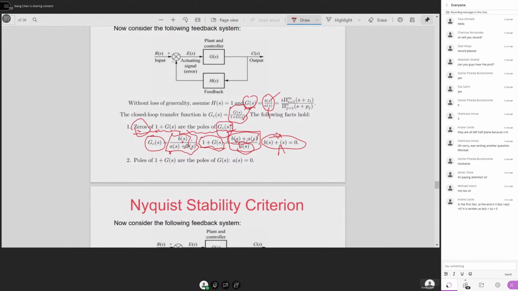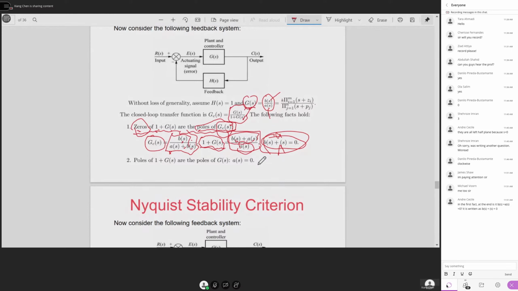Now you can see that if you want to solve the closed loop system's poles, you're going to solve the same equation, right? The roots of this equation are going to be both the zeros of 1 plus G of S and the poles of G C of S, the closed loop system. Is it clear? Okay?